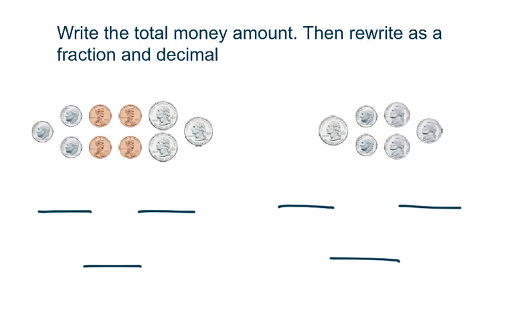All right, for these next few problems, we're going to write the total money amount. So we're going to write it as that decimal with that money sign, and then we're going to rewrite it as a fraction and a decimal. So let's look at the first one together.